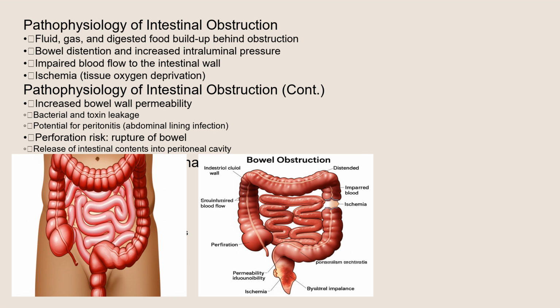If left untreated, the obstructed bowel can perforate or rupture, releasing intestinal contents into the sterile peritoneal cavity, causing severe sepsis and potentially death. The body also loses fluids and electrolytes due to vomiting and decreased absorption, which can lead to dehydration and electrolyte imbalances.